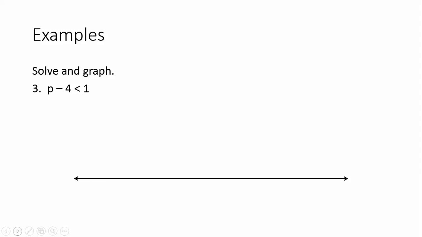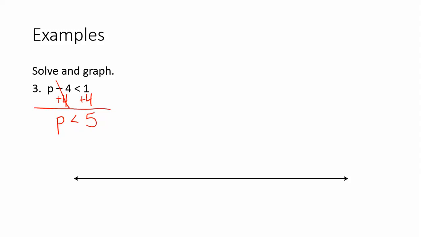For example 3, we have p minus 4 is less than 1, so we see subtraction. We're going to add 4 to both sides. So it's going to cancel out the 4's. We're going to bring down the p, bring down the inequality. 1 plus 4 is 5. So we have p is less than 5.